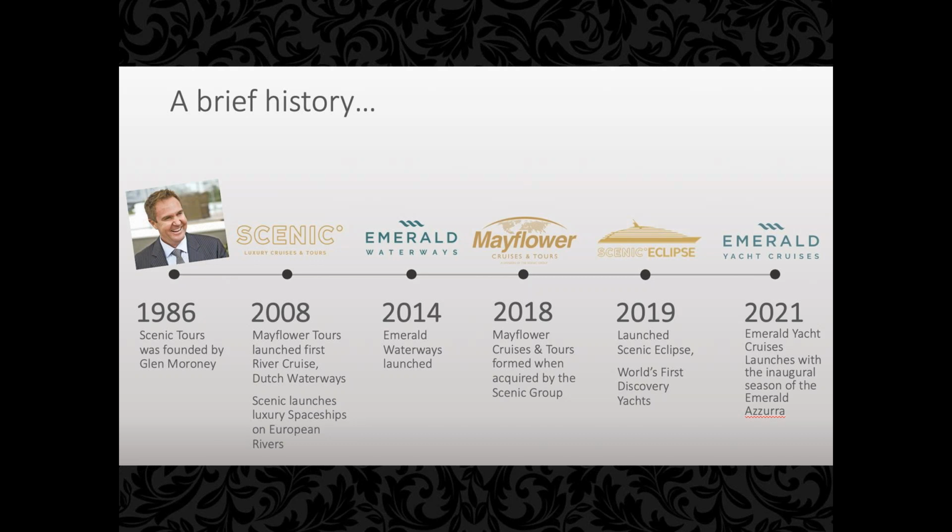The next one, the Emerald Yacht Cruises, I'm really excited about because I have several groups on this one already. That one will launch late next year. It's the Emerald Azura, and it is a 50-cabin super yacht. So it can go into the coastal waters where the bigger cruise ships can't go. And so we're excited to see the ports that this will go to. This one will concentrate on the Mediterranean, the Adriatic, and the Red Seas.